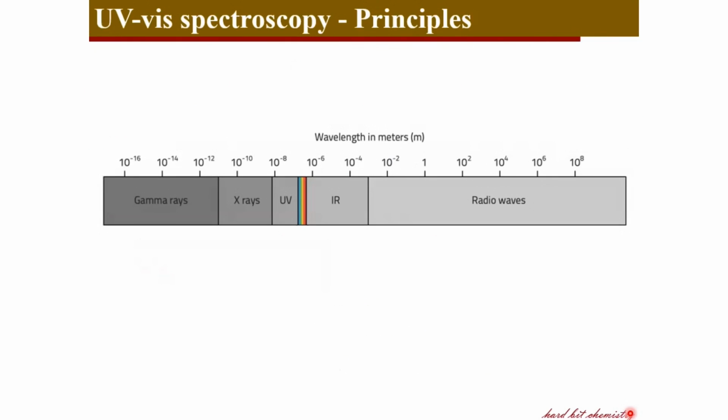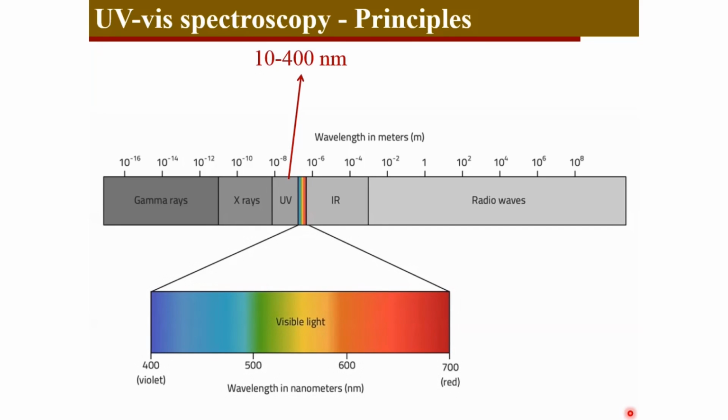The UV and the visible region in the electromagnetic spectrum spans over a range of 10 to 400 nanometer for the ultraviolet region, and then above that, 400 to 700 nanometer region marks the visible light region, where the 400 nanometer corresponds to the violet color and 700 nanometer to the red color.